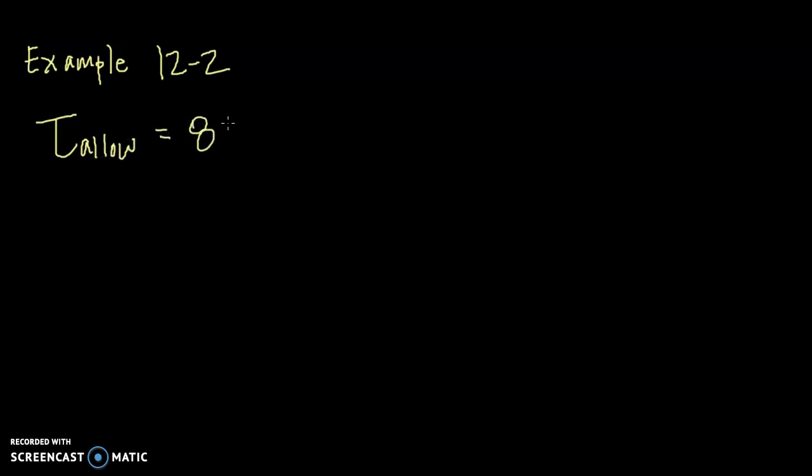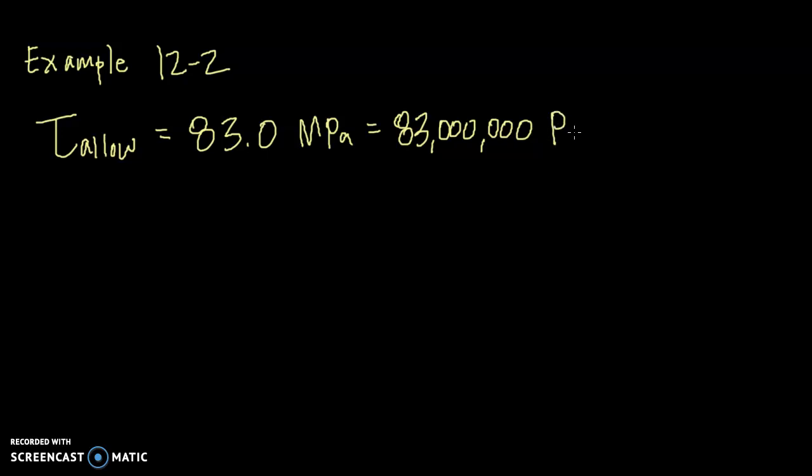All right, so let's slide down here and look at example 12.2. In this we have a circular shaft that has an allowable shear stress. So tau allowable is 83.0 megapascals. Mega is a million, so that's 83, 1, 2, 3, 4, 5, 6 zeros. That's how many pascals.